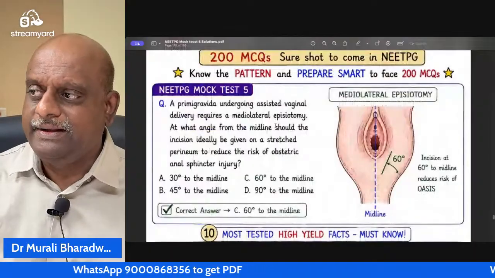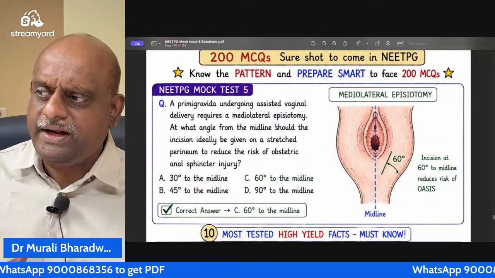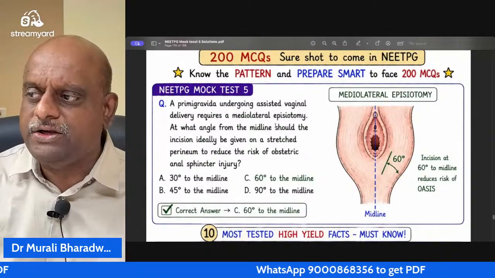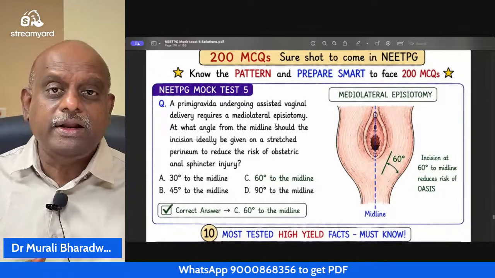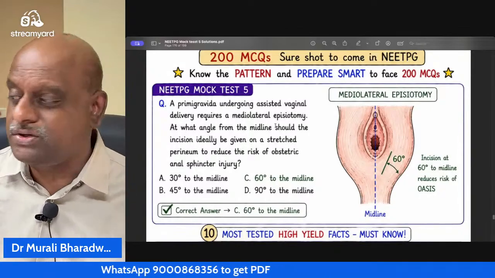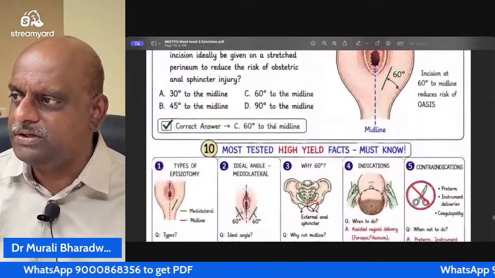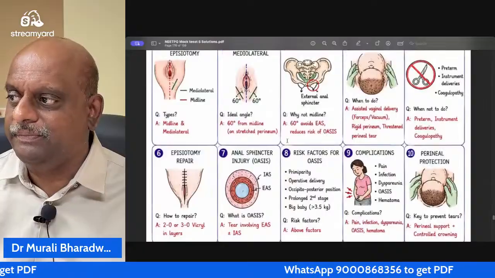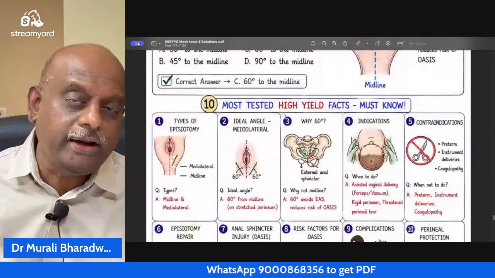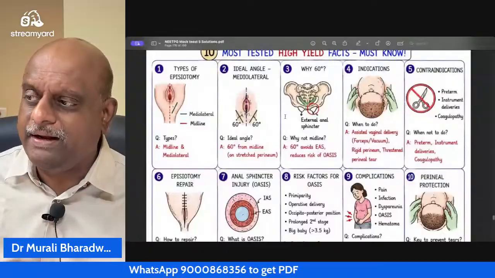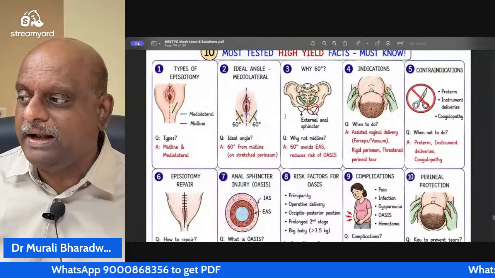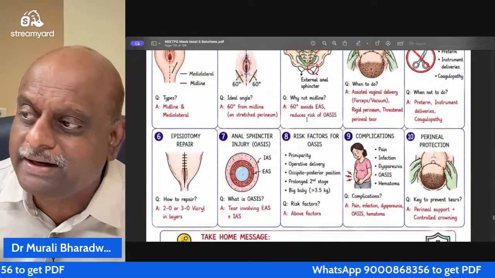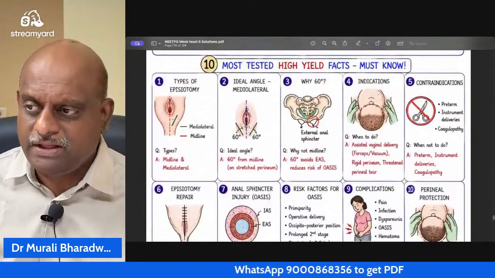A primigravida undergoing assisted vaginal delivery requires a mediolateral episiotomy. At what angle from the midline should the incision ideally be given on a stretched perineum? 60 degrees to the midline. Now, so you have mediolateral, midline, ideal angle in mediolateral. Why not midline? You need to know the perineal tear risk is more with the midline.